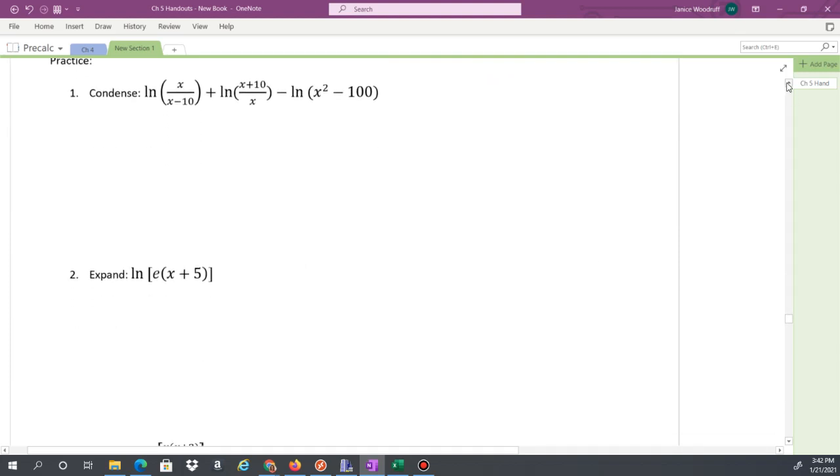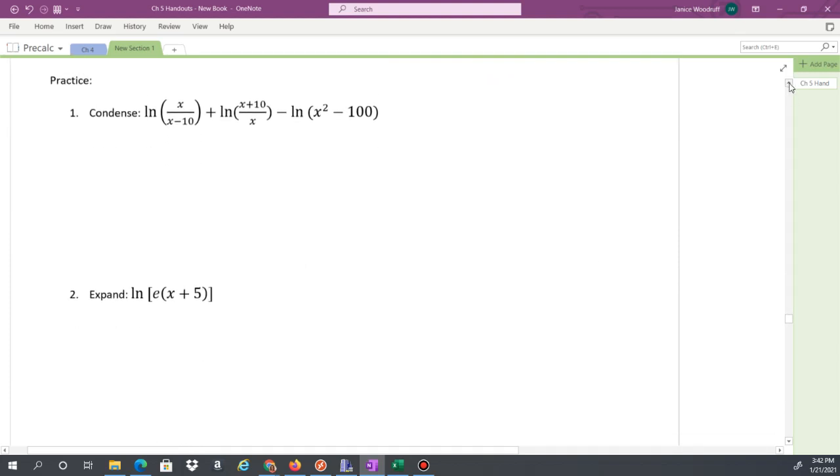So this first one here is a little bit complicated. Okay, we are going to condense this logarithm. So let's take a look at what we have here. You have addition and subtraction. So start with the addition. That means multiplication. So you're going to go ahead and make this natural log. This is going to be x over x minus 10 times x plus 10 over x. Then you have the subtraction, which also just means division.